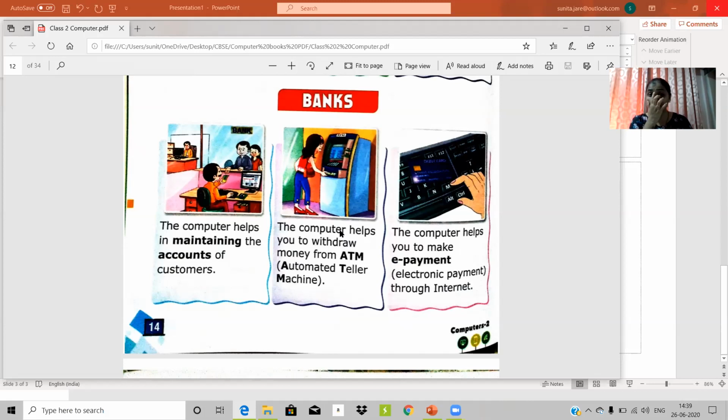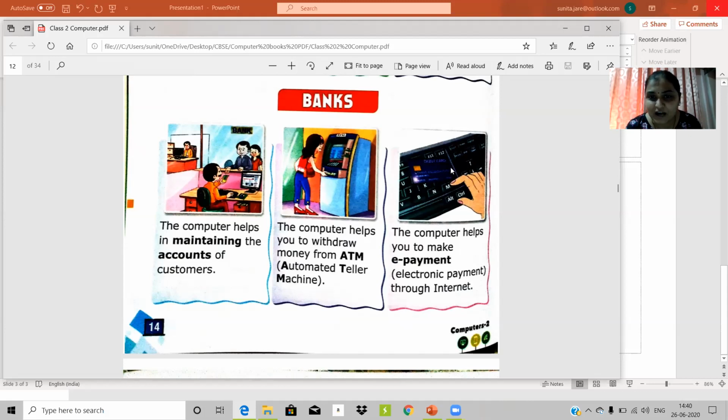So computer helps you to withdraw money from ATM. Inside the ATM there is a computer. That particular system is called the embedded computer system, right? And because of the computer, we are getting money and it is making a record. Okay, on this date you have withdrawn this much amount. So क्या करेंगे, आपके अकाउंट में से उतना अमाउंट कम हो जाएगा, right? They will keep a record of it, right? So that is the use of computer to withdraw money from ATM. And what is the long form of ATM? Automated Teller Machine.